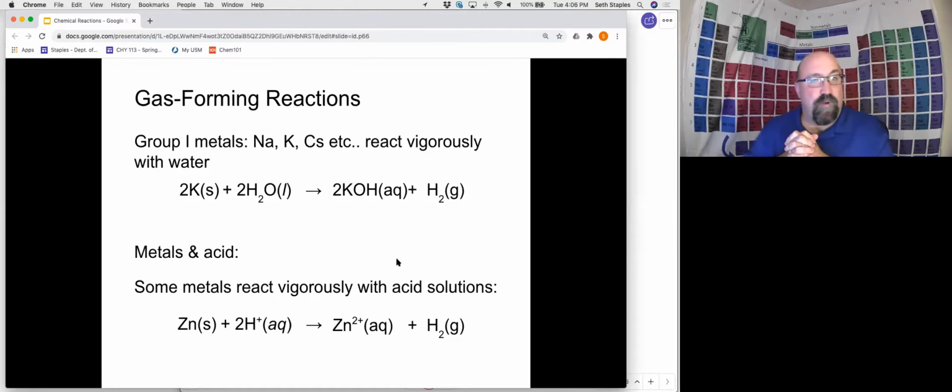Another type of gas-forming reaction is that any group 1 metals, sodium, potassium, cesium, lithium, take any group 1 metal and put it into water, it's going to react very vigorously with the water and form the metal hydroxide, but it'll also form H2 gas. Those of you who were fortunate enough in high school to have the classic sodium tossed into water demonstration, this is what was going on.